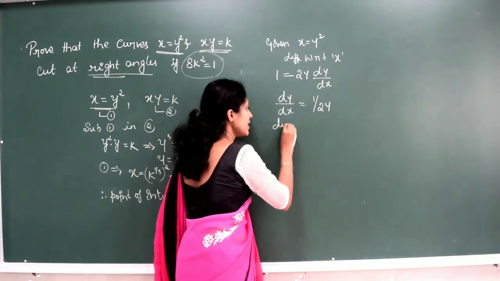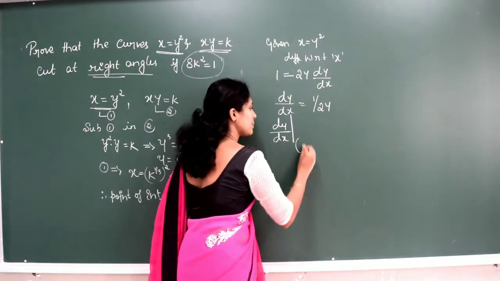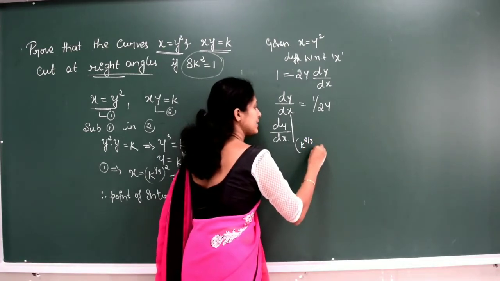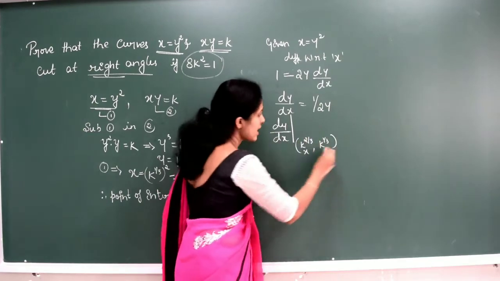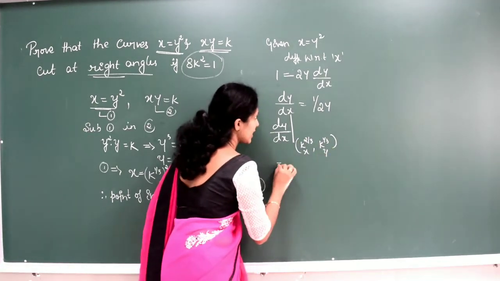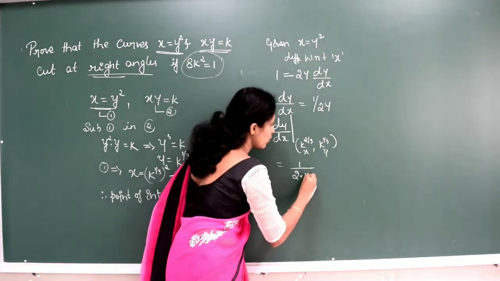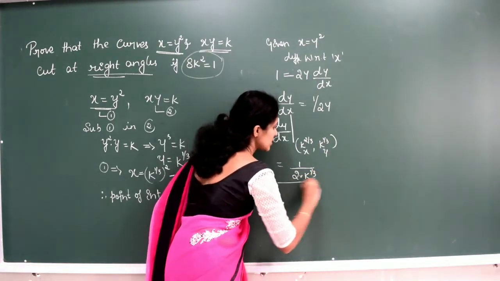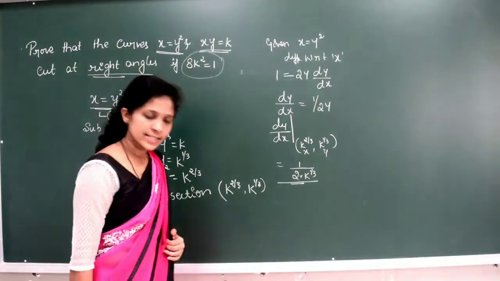So I can write dy by dx at the point k to the power 2 by 3 and k to the power 1 by 3. I mean this is the value of x and this is the value of y. So here I can write 1 by 2 into y, which is k to the power 1 by 3. Is it clear? So this is the slope of the first curve. Now we will find the slope of the second one.